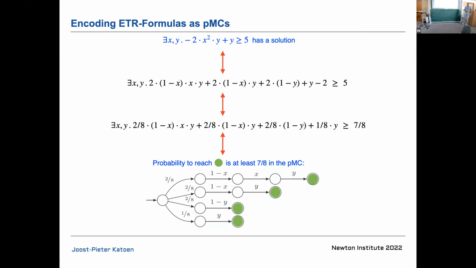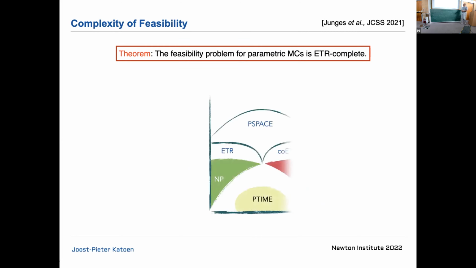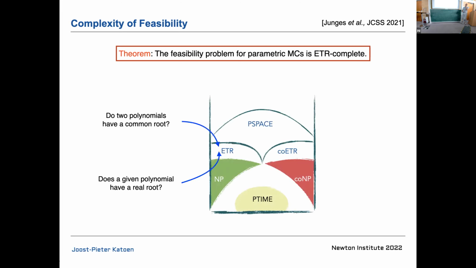And you can do this for every ETR formula. What did we see? We see that the feasibility problem, does there exist a solution for a parametric Markov chain satisfying the specification, LTL, reachability, is ETR complete. Good. What does that mean? This means that ETR is between NP and PSPACE. It means that this is as hard as checking whether 2 polynomials have a common root, or as hard as whether a given polynomial has a real root.